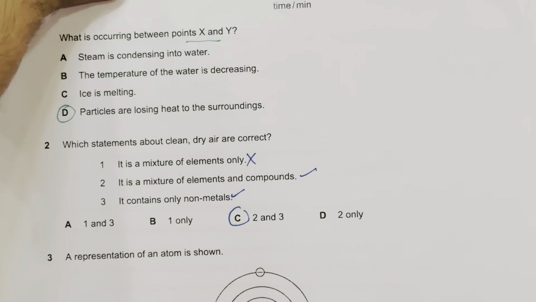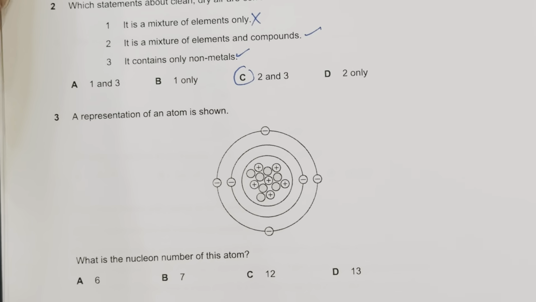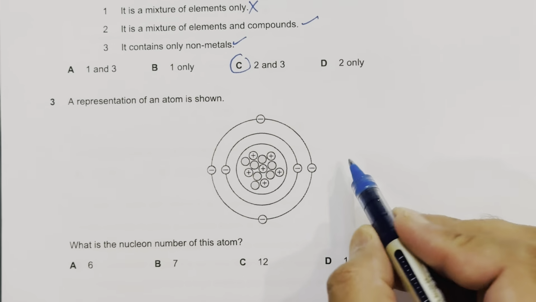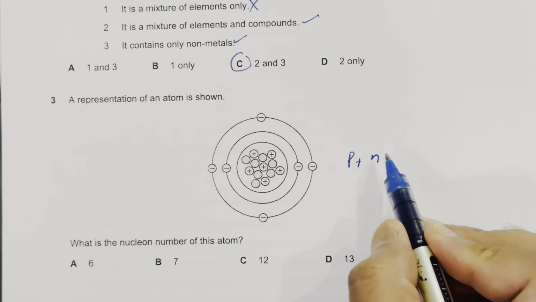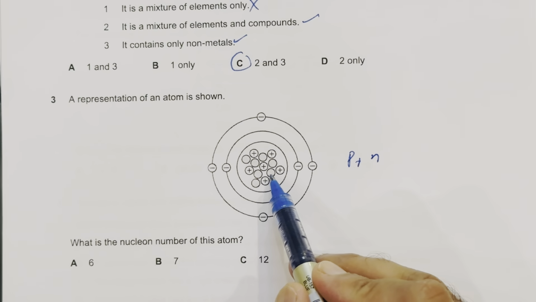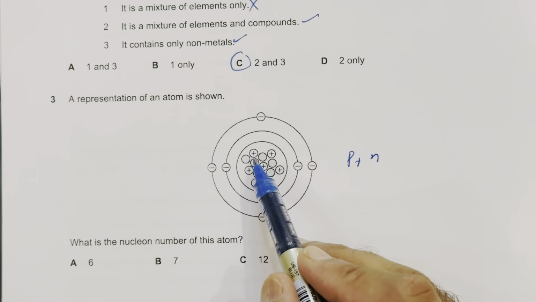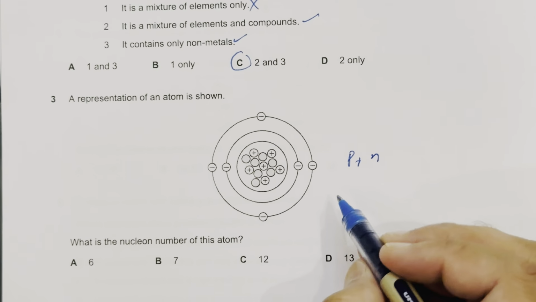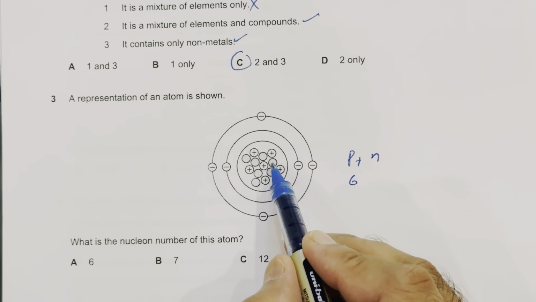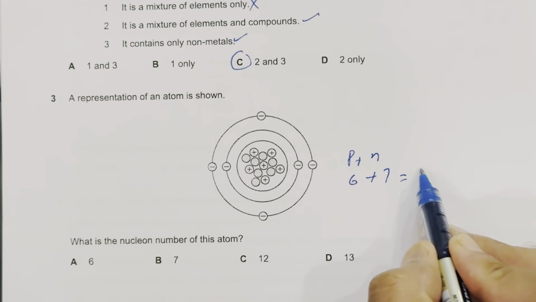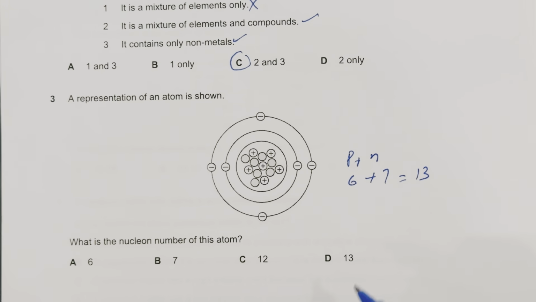Moving to question number 3. Question number 3 is the representation of an atom shown in the figure. What is the nucleon number of the atom? We know that the nucleon number of an atom is counted by adding the proton number and neutrons. First you can count protons: 1, 2, 3, 4, 5, 6. So protons are 6. Now you need to count the neutrons: 1, 2, 3, 4, 5, 6, 7. So it should be 13. Option number D is the right option.